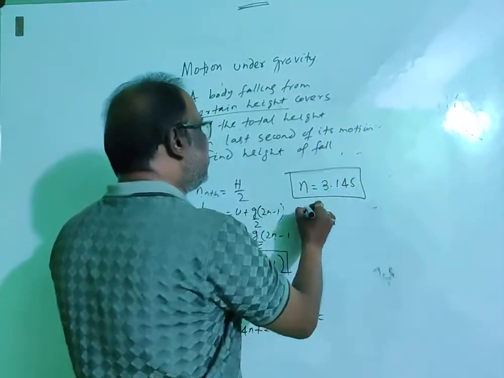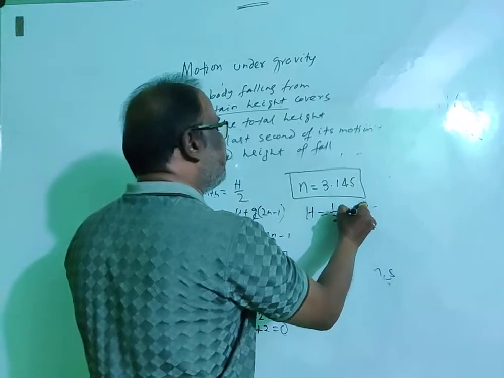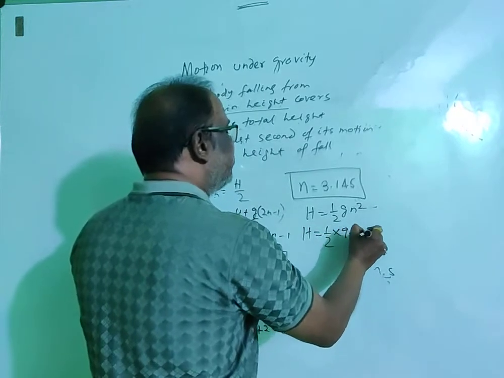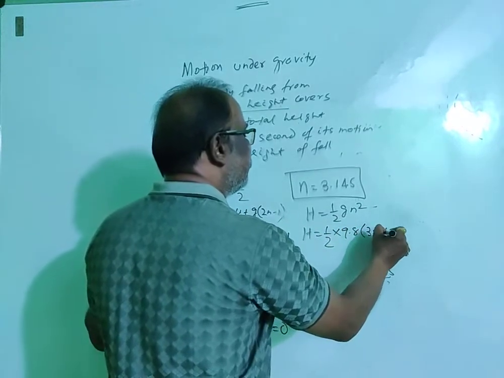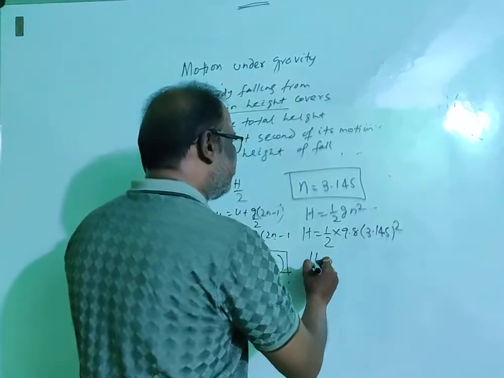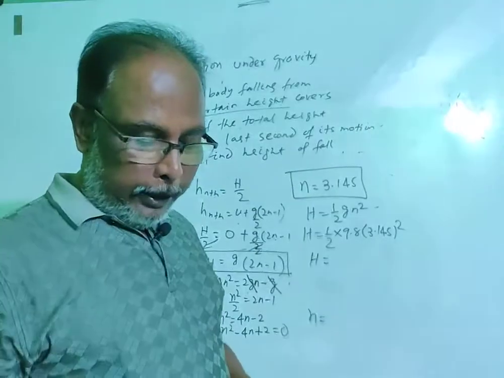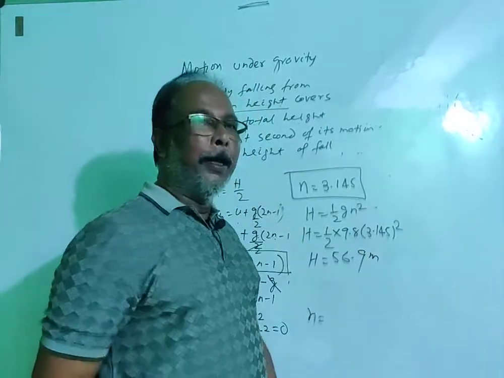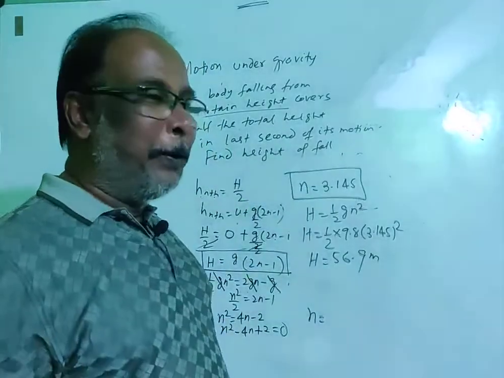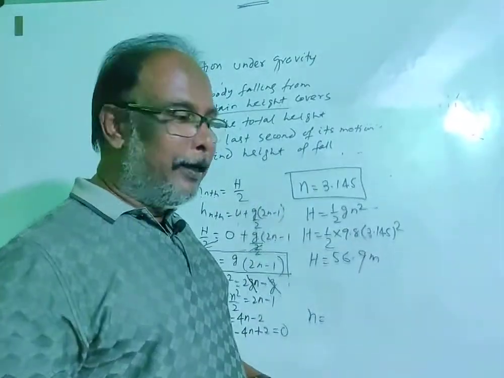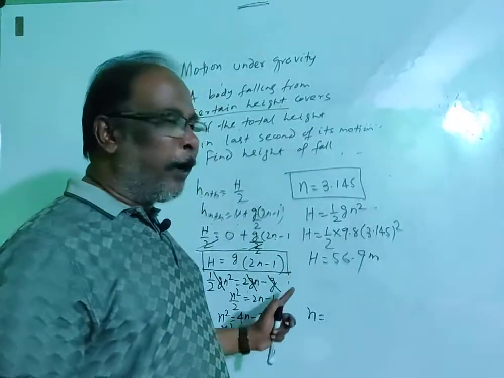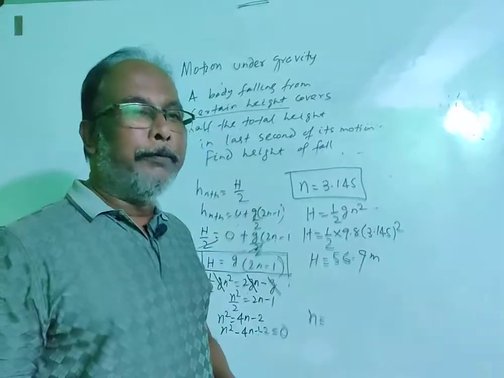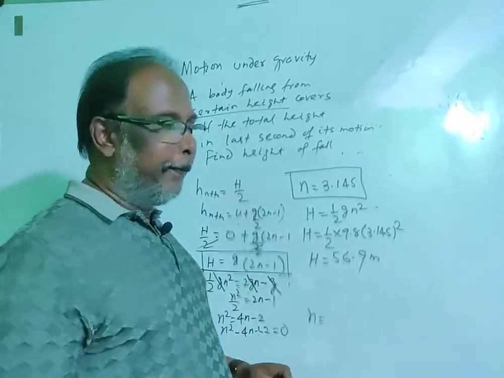3.145. This is n. Then total height is half gn square. So h is equal to half, you may put 9.8 into 3.145 square. Now solve it. And the final answer, I think, will be 56.9. You know the answer, right? Yes, sir. So this is the total height of the building. And the quadratic equation, you may solve it very easily. So we shouldn't give much time behind it. Okay. Next question.